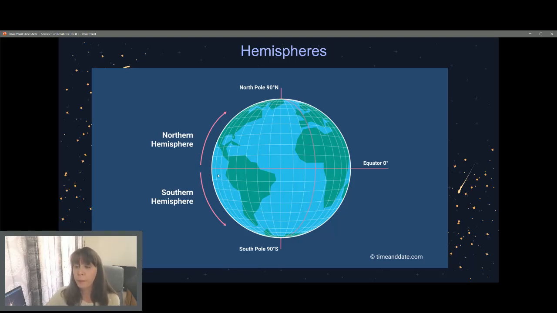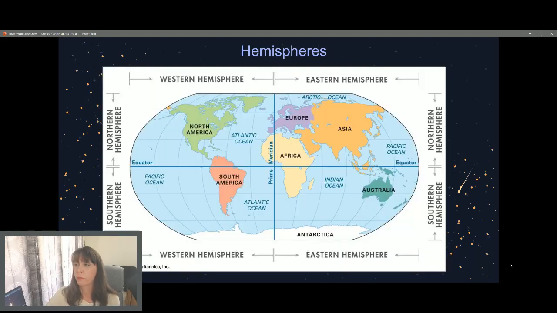Here's a cool tip. The majority of the world's population lives in the northern hemisphere. Only one-tenth of the population lives in the southern hemisphere. Let's look at that in a new view. Here you go. You can see up top the northern hemisphere and at the bottom the southern hemisphere.